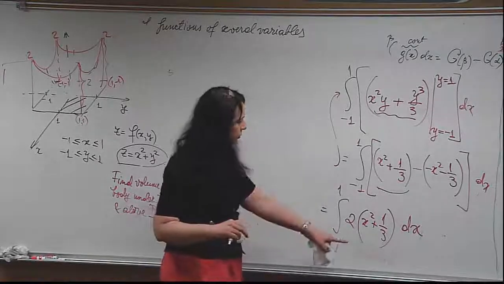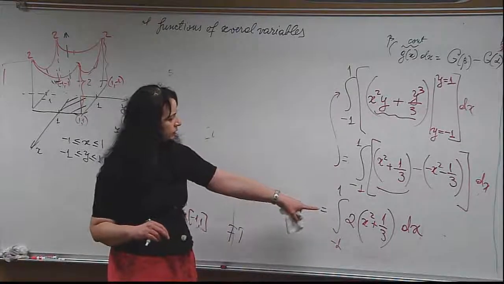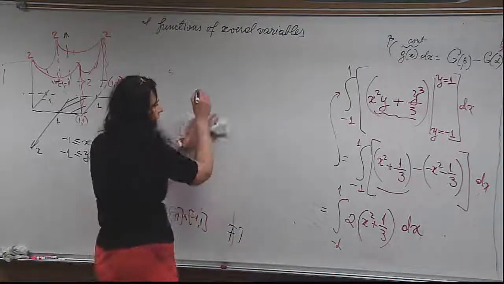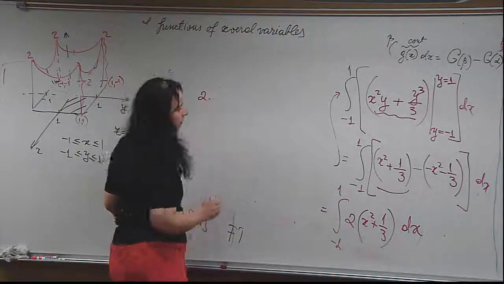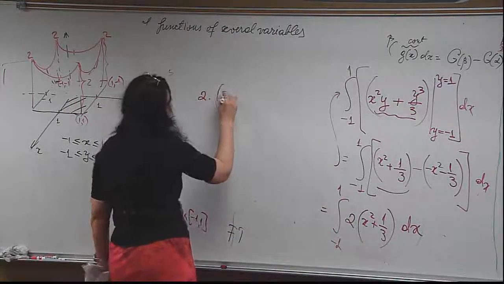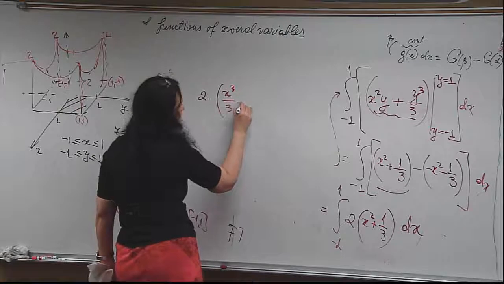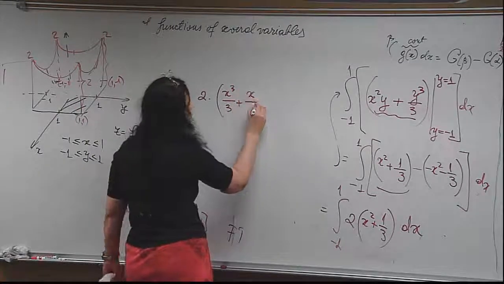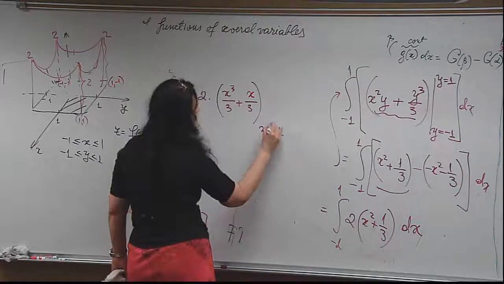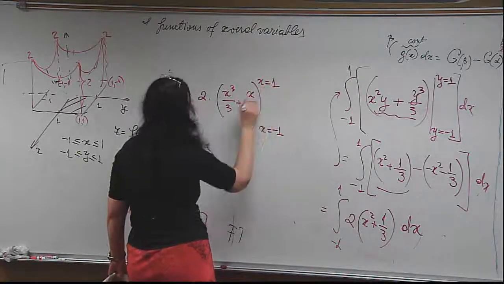No. Kick the 2 out. He's just messing up with your life, right? Kick him out. And then the integral of x squared plus 1/3 is going to be x cubed over 3 plus x over 3. Very good. Evaluated between x equals minus 1 down, x equals 1 up.